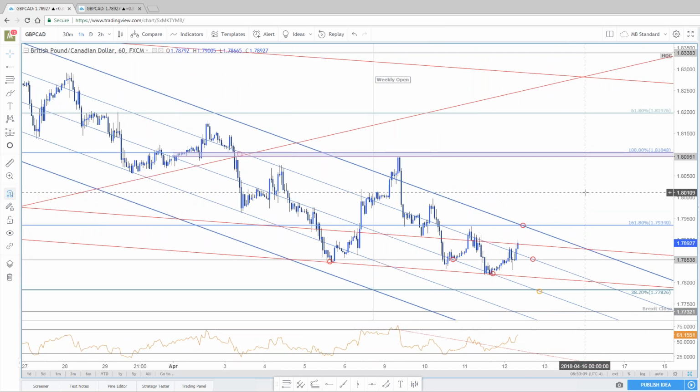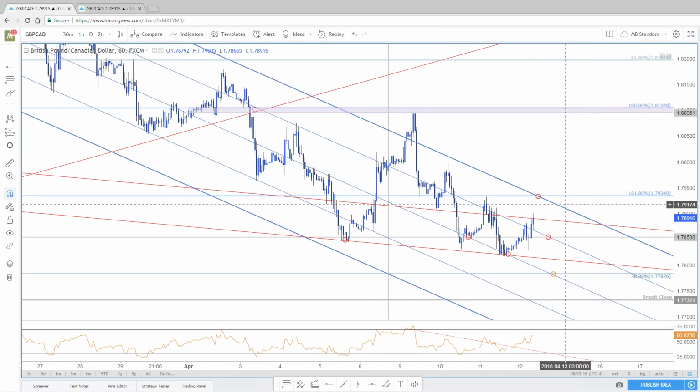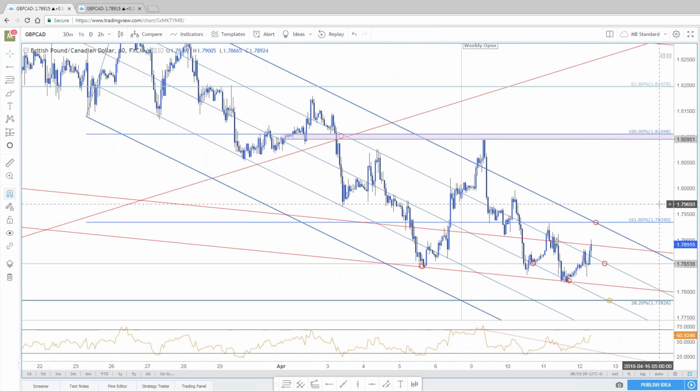Any questions on pound CAD? I know both these pound crosses, both these CAD crosses are pretty interesting pairs that you don't typically see talked about too much, but the opportunity is there. Okay, last but not least from last night's update, dollar Swiss.